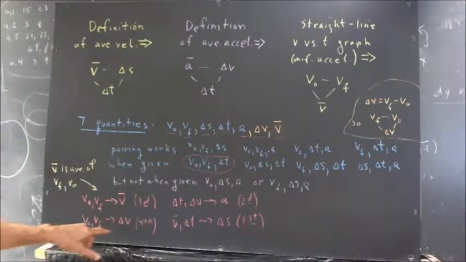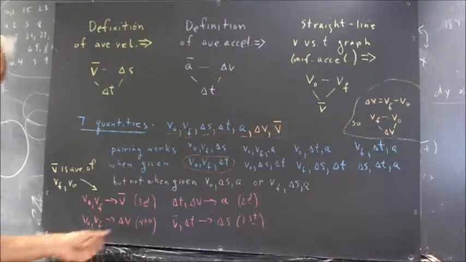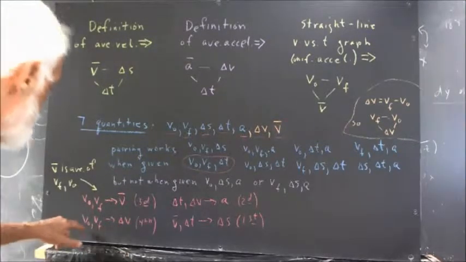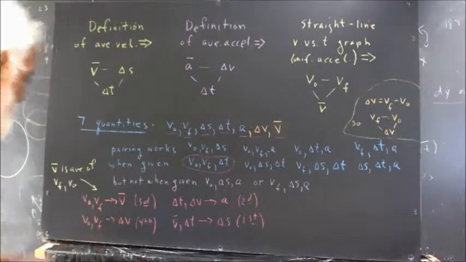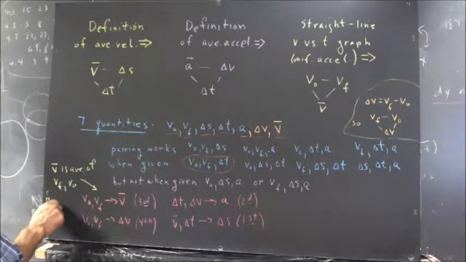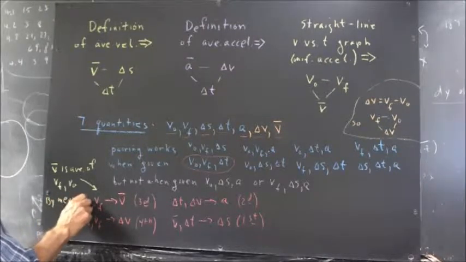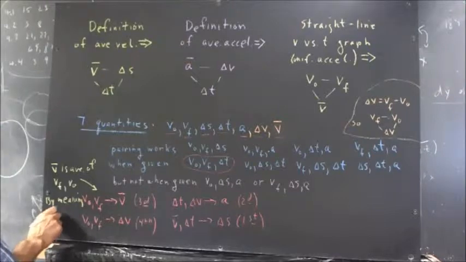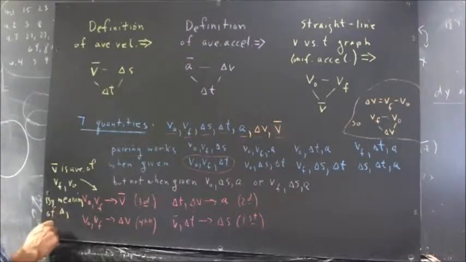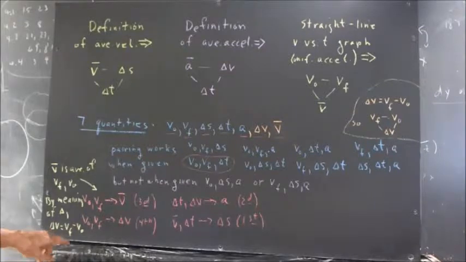How do we get V naught and VF to give delta V? Well, that's very straightforward. Delta means change in. To get the change from an initial to a final, by the meaning of delta, delta V is equal to VF minus V naught.